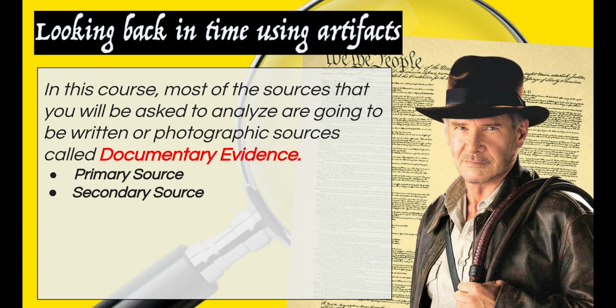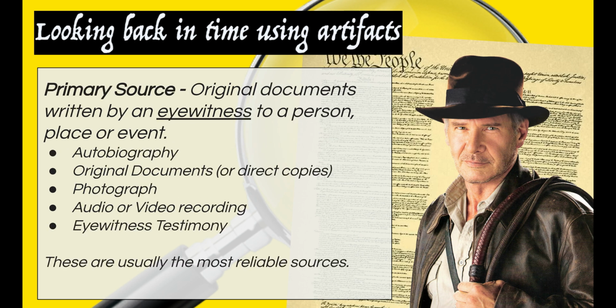In this course, most of the sources that you'll be asked to analyze are going to be written, or like I said, photo sources. And we call these documentary evidence, right? And there are different types of documentary evidence. We have primary sources as well as secondary sources. So a primary source, as you may know, is an original document. They are usually written by an eyewitness to a person, place, or event. Some examples of these include autobiographies, original documents, or direct copies of documents, photographs, audio or video recordings, and eyewitness testimony. And these sources tend to be the most reliable of sources.